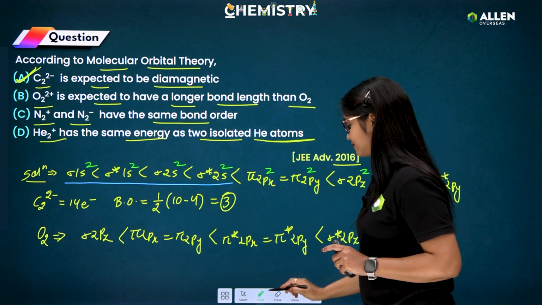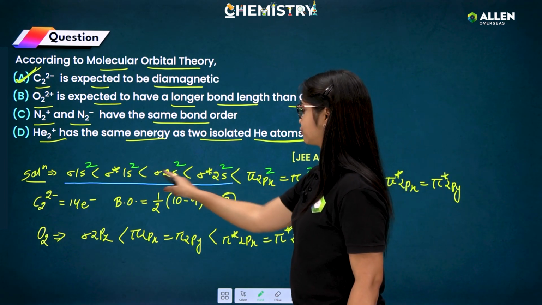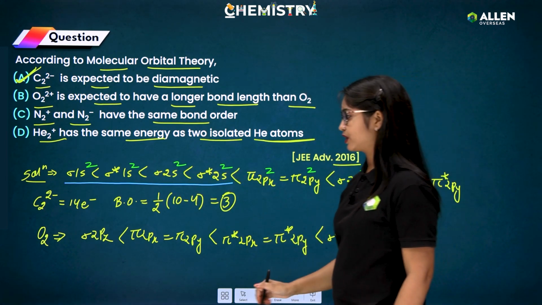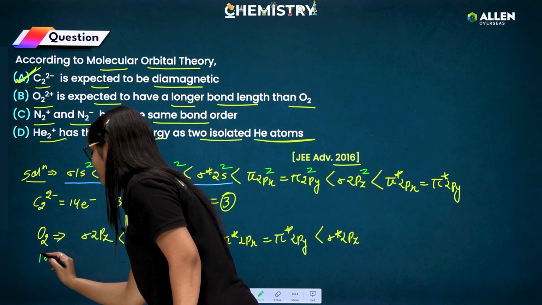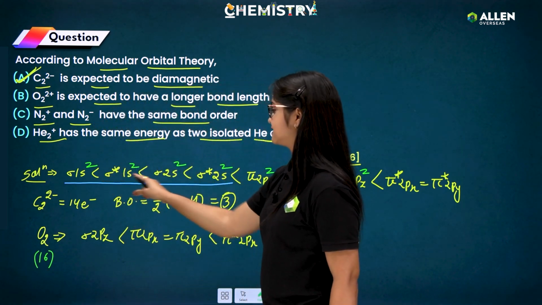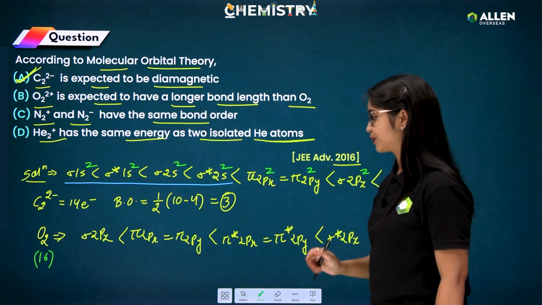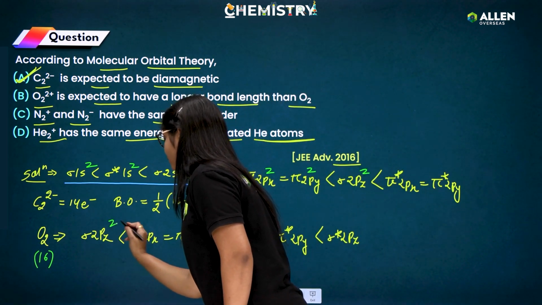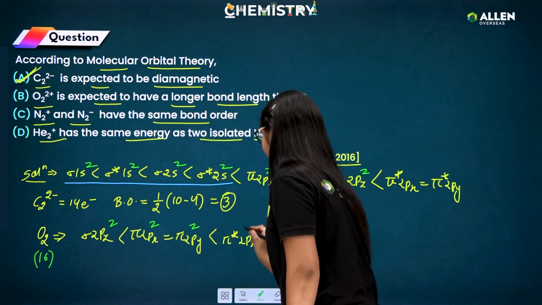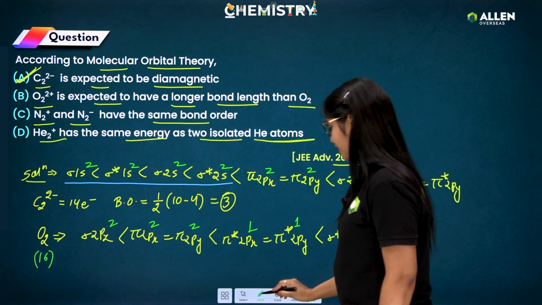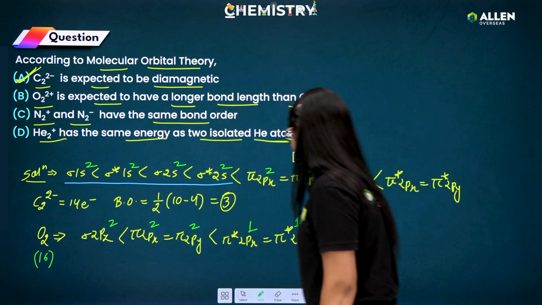Now let's fill the electrons. Sorry, not 4, 8 electrons are already filled. For O2, how many electrons do we have? 16. So we have considered that we have filled 8 electrons already. How many are left? 8 are left. So let's fill the 8 electrons: 2, 2 and 2, 6, then 1 and 1. So this is for O2, and now we can find out the bond order as well.